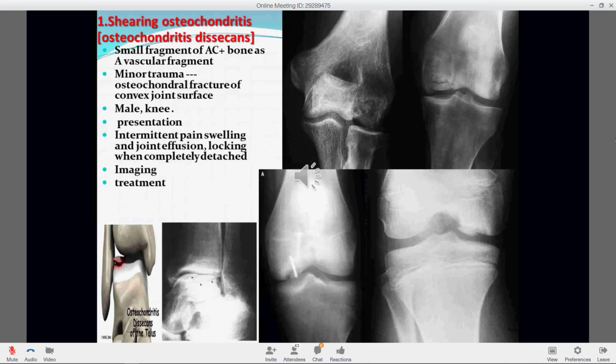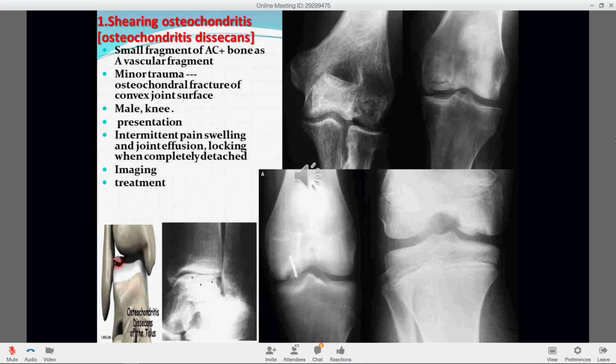It presents with intermittent pain, swelling, joint effusion, and locking when completely detached. Imaging: usually on X-ray, it will show a small fragment of bone fracture if it is not separated. If it is separated, it will appear as a loose body. Usually X-ray is too late for diagnosis. MRI is very helpful.